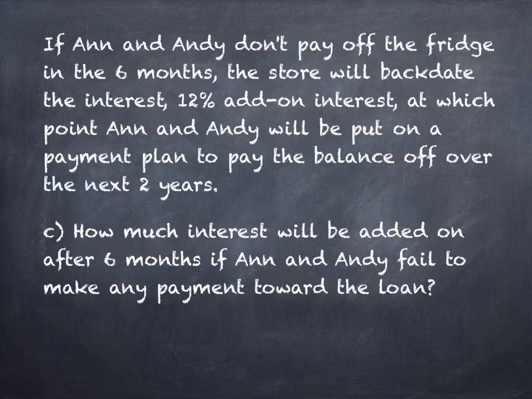And then life happens, as it does to Ann and Andy. If they're unable to pay off the fridge at the end of the 6 months, something else happens. This is what the store's counting on, right? They're counting on the majority of people not being able to do this, whether because of discipline or because life happens, Murphy moves into your spare bedroom. Something happens, and you end up not paying the whole amount off.